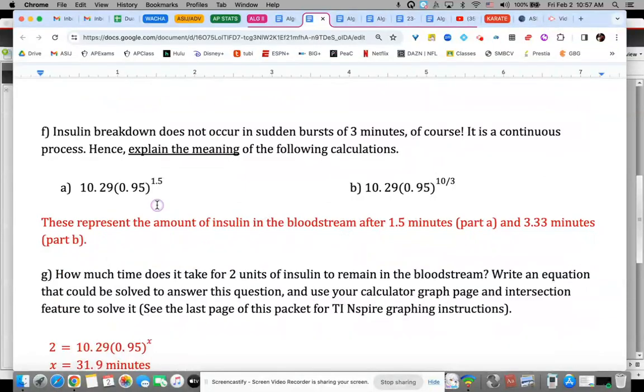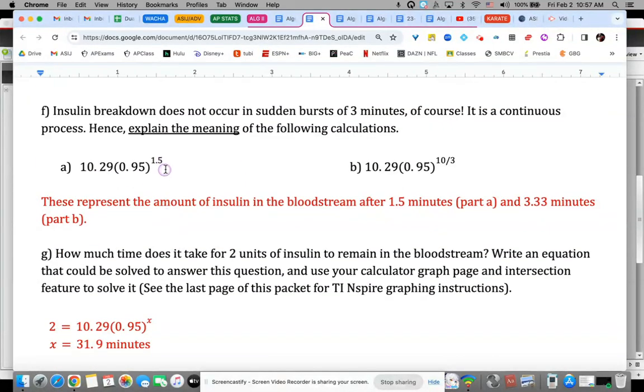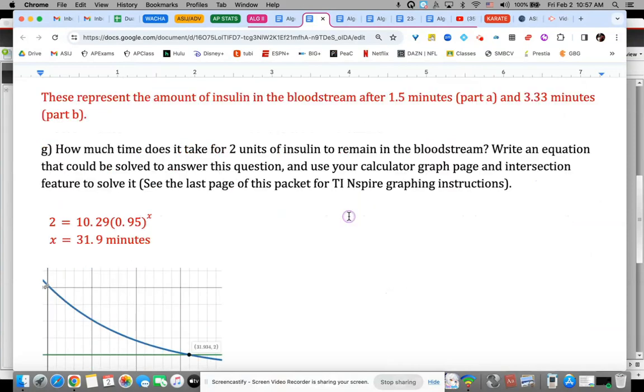All right, and then we're using that idea, that equation, to try some problems. So what about after 1.5 minutes? 10 thirds, that's the same thing as 3 1/3 minutes. So you're just putting those in, right? And getting some context to it.